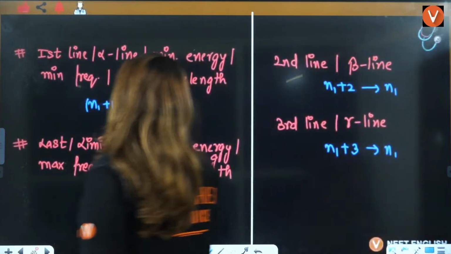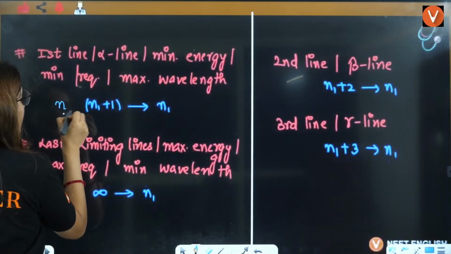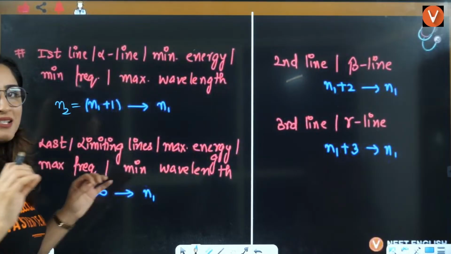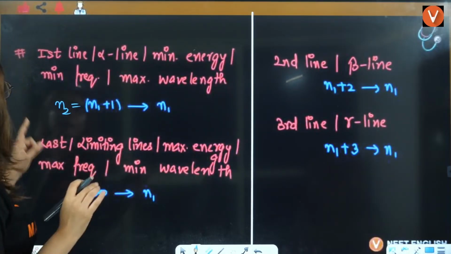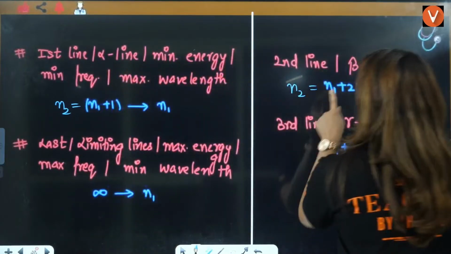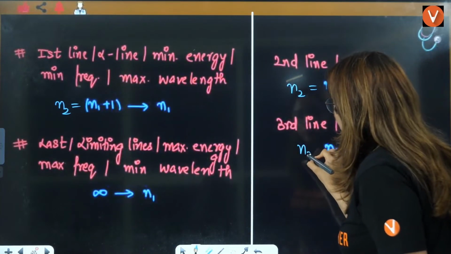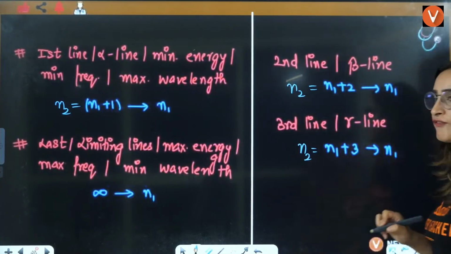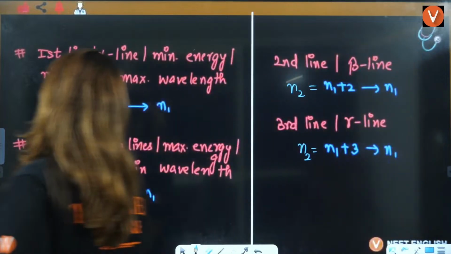Then N2 is nothing but N1 plus N2, right? If they give you the first line, N2 is N1 plus 1. If they give you the second line, then N2 is nothing but N1 plus 2. If they gave you the third line, then N2 is nothing but N1 plus 3. Can you tell me why?